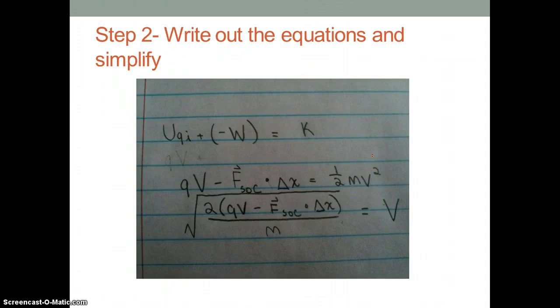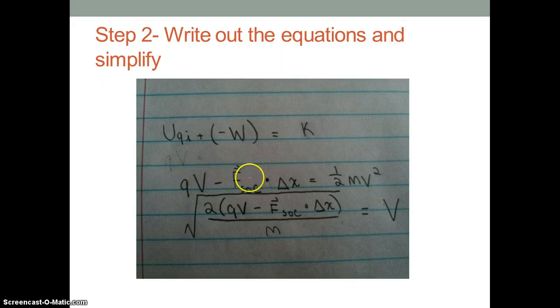What I did next was I wrote out the equations and I simplified. So as I said before, you start out with electric potential energy with negative work, and you get kinetic energy. For electric potential energy, since to get electric potential you divide out a Q value, in order to get electric potential energy from electric potential, you do the opposite and multiply by the Q value. Hence, the electric potential energy would just be Q times the electric potential difference. So that is for electric potential energy.